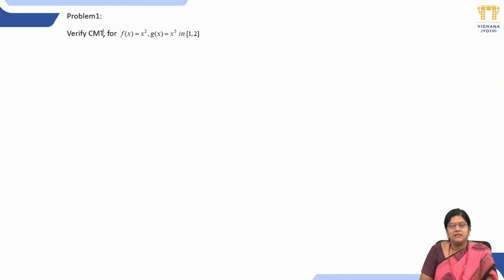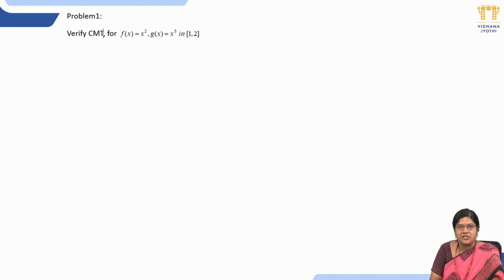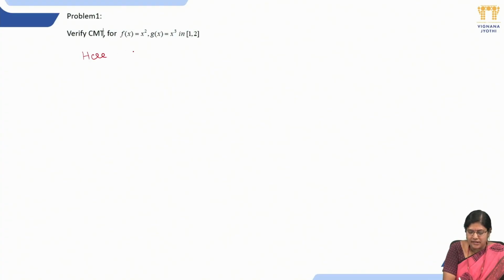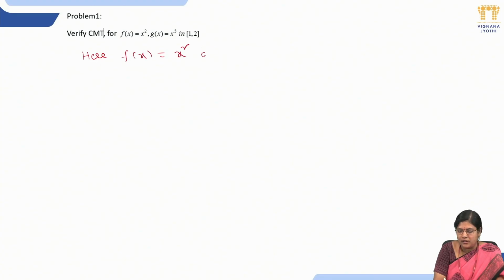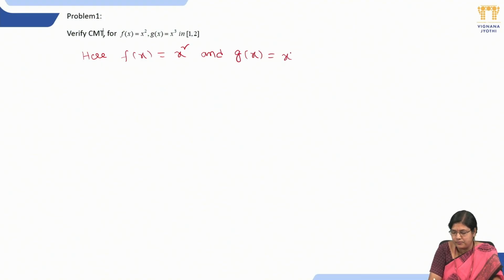Now I am going to explain some problems related to Cauchy's mean value theorem. The first question is, verify Cauchy's mean value theorem for f of x equal to x square and g of x equal to x cube in the closed interval [1, 2]. Here, given that f of x is equal to x square and g of x is equal to x cube, a is equal to 1 and b is equal to 2.